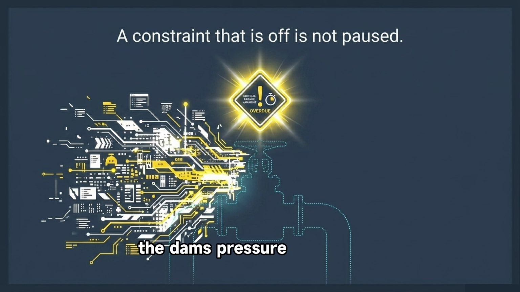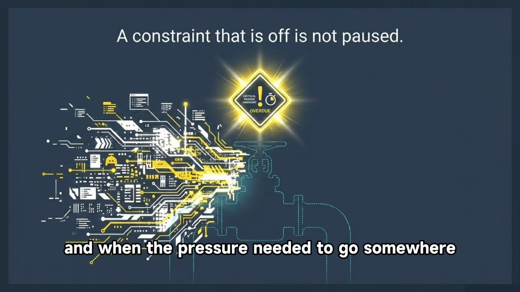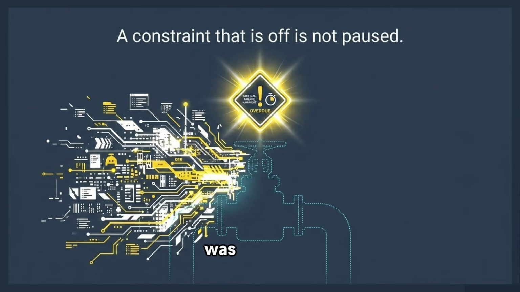The dam's pressure relief valve was closed for a reason that made sense at the time. The reason resolved, the valve stayed closed. The conditions around it changed. The reservoir filled, the season turned, and when the pressure needed to go somewhere, the mechanism that would have handled it safely was not there. The failure was not caused by the original decision to close the valve. It was caused by the assumption that closing it temporarily and closing it indefinitely were the same kind of action, with the same kind of consequence.